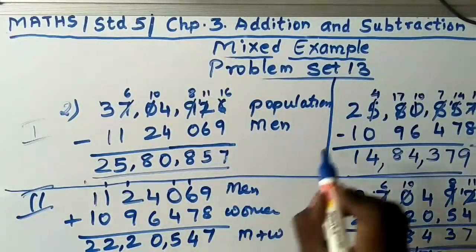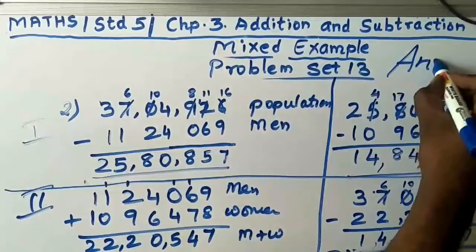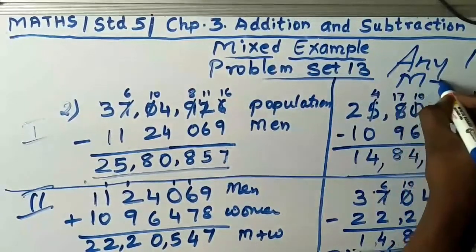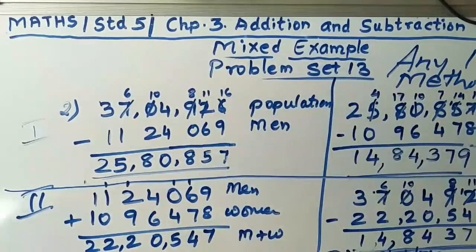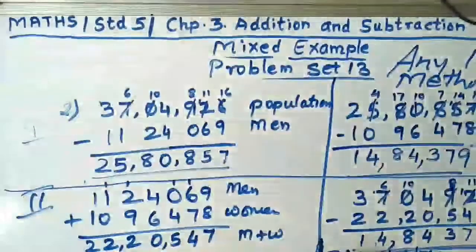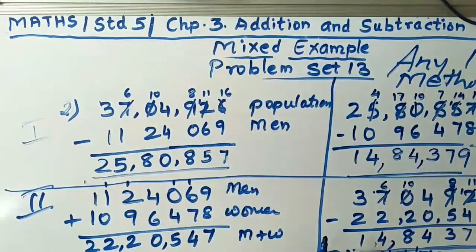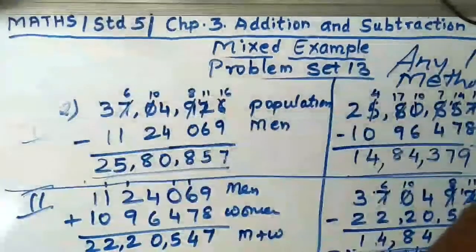Any one method you can do. Remember, any one method. You should not do both the methods. Whichever method you find easy, you have to do any one method. So these are the first two sums I solved. Third sum and fourth sum, you yourself try to solve it. I'll just give you the hint to solve the sums.